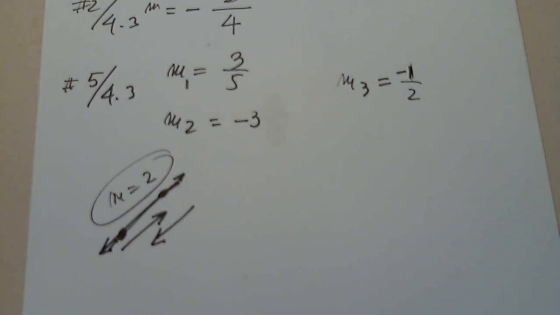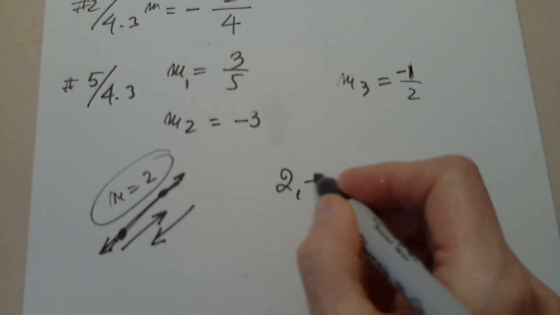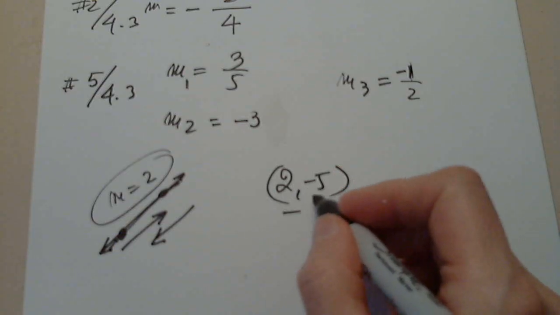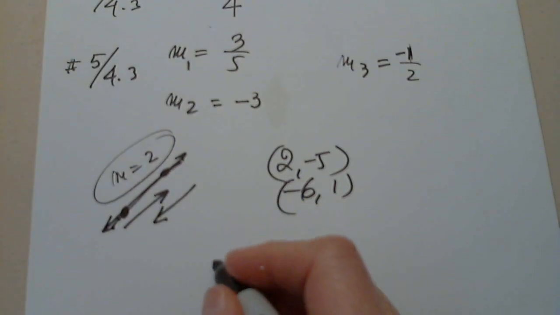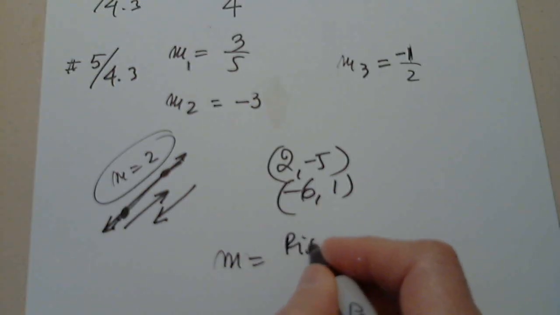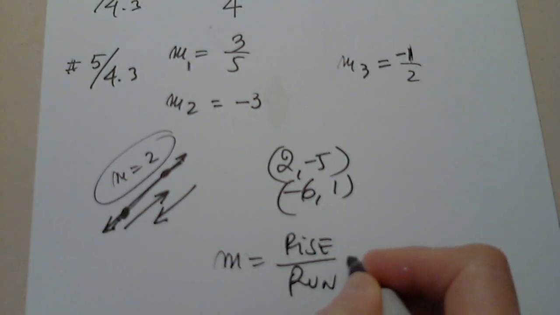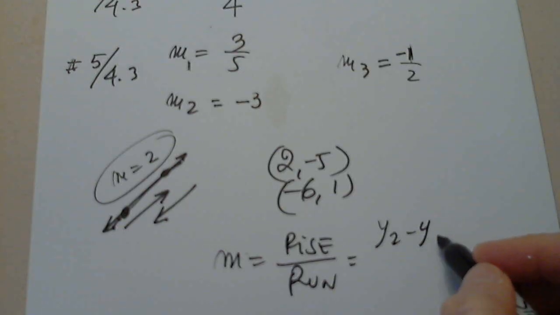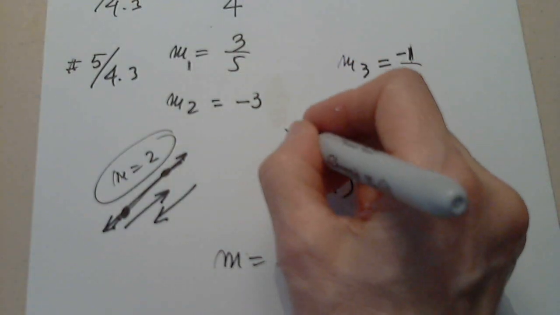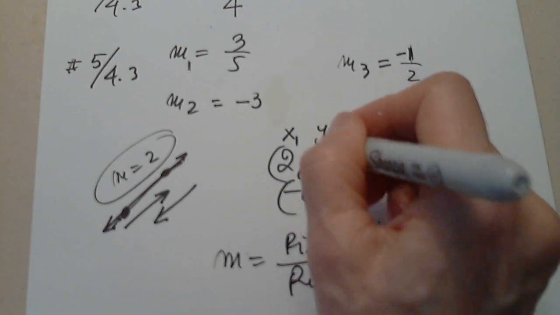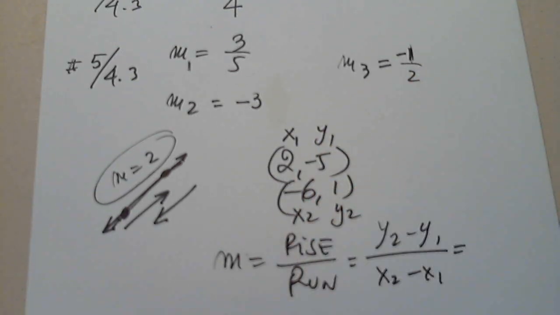Okay, and now let's copy the points. 2, -5, and -6, 1. They're asking us to find the slope. Perfect. So remember the definition of the slope. The slope is rise over run, which is y2 minus y1 over x2 minus x1. Label the points so you don't make a mistake. x1, y1, x2, y2.